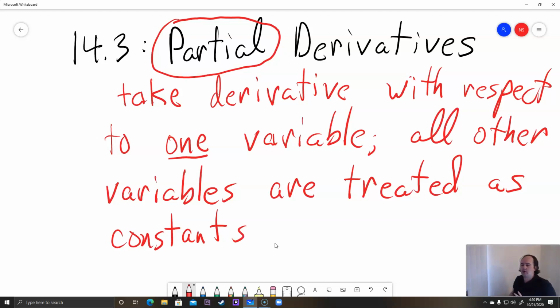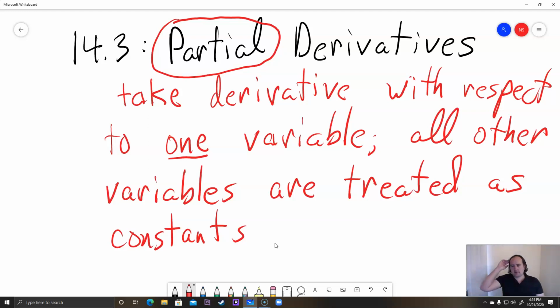Okay, so you're taking the derivative with respect to one variable, and any other letter, any other variable that you see is going to be treated as a constant. And remember, the derivative of a constant is 0. And if you have a constant times a variable, the constant just stays there.